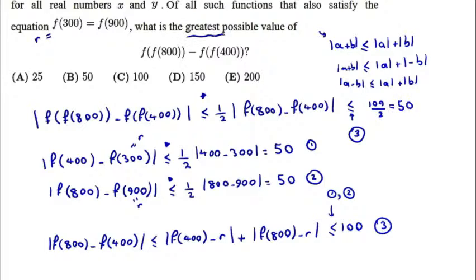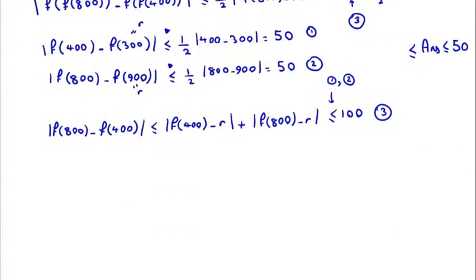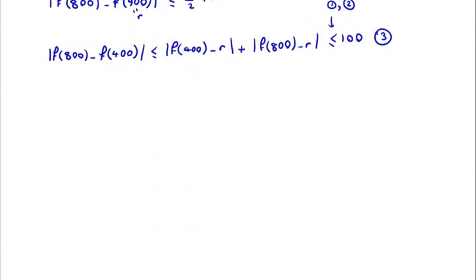So the problem says find the greatest one. So we proved that the answer is less than or equal to 50, because we've proved for all cases, for all functions, it is at most 50. Now, we can say 50 is the answer, but we should check, is it possible? Is it reachable?